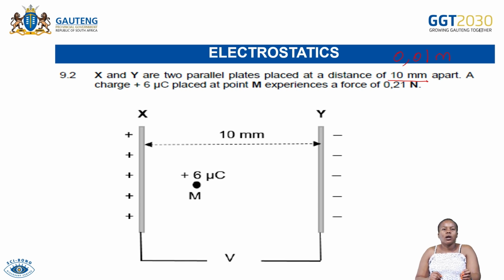Okay, now a charge of positive 6 microcoulombs placed at a point M experiences a force of 0,21 newtons. Okay, so this is the force that is experienced by this charge of positive 6 microcoulombs at point M. Right.